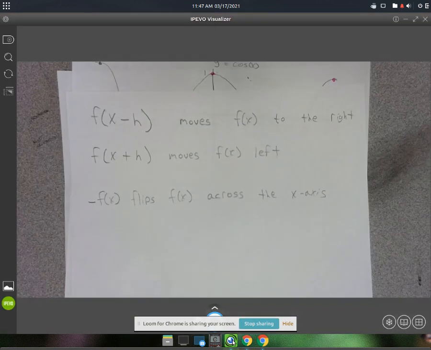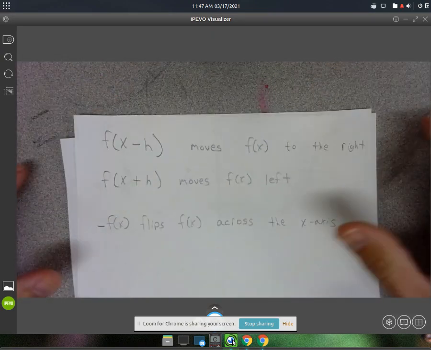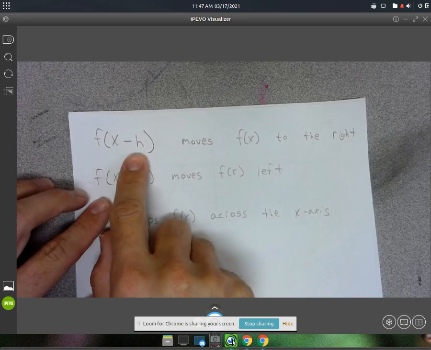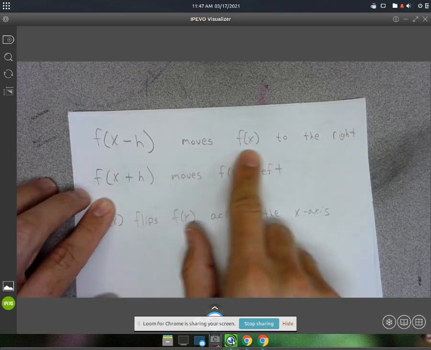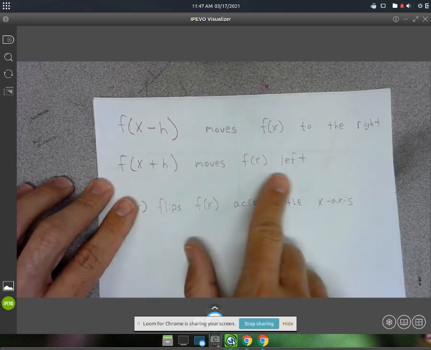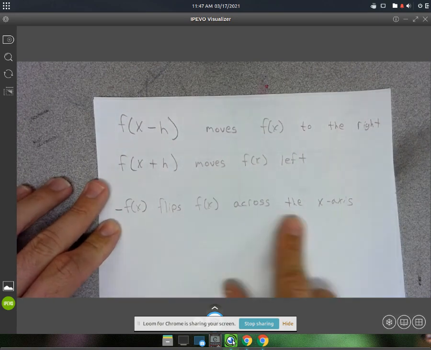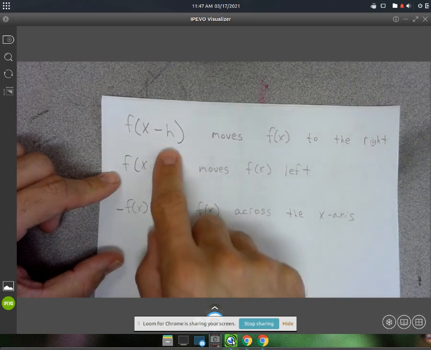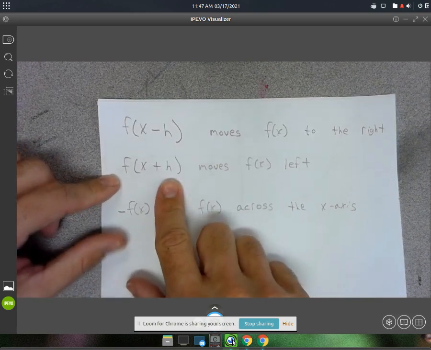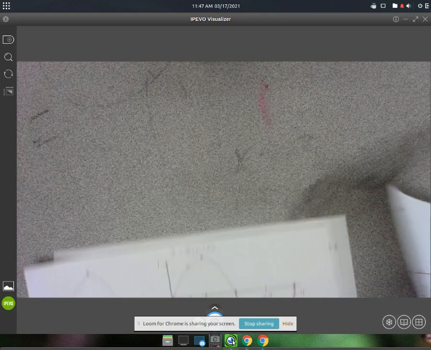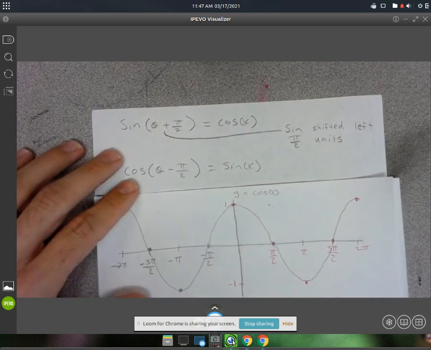Now, the rules from Algebra 2 went something like this. If you subtract on the inside of the parentheses, it's going to move your function to the right. If you add on the inside of the parentheses, it's going to move your function to the left. I'll get to this one later, maybe. But these two right here, this is how I keep sine and cosine straight. They're wavy functions. They're obviously not straight. It was a joke.